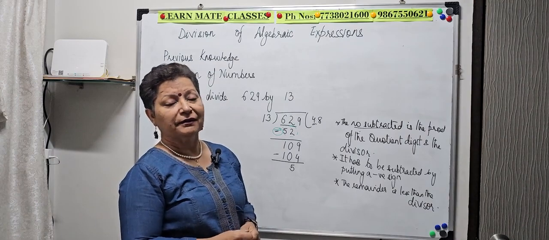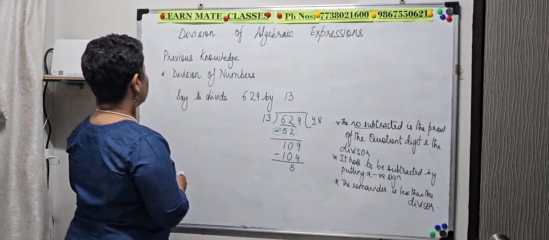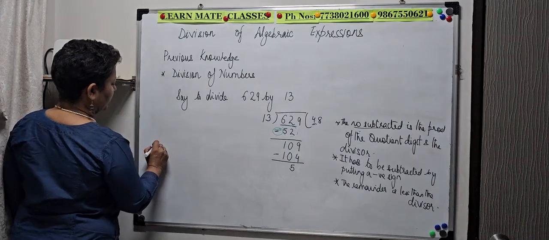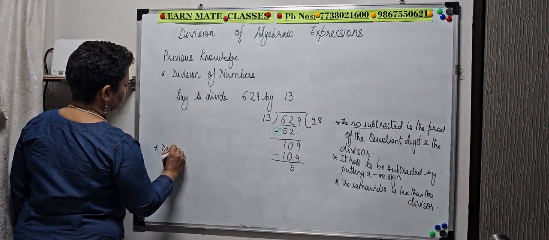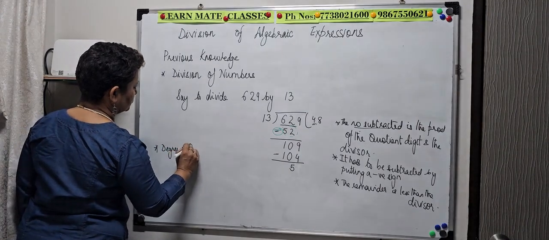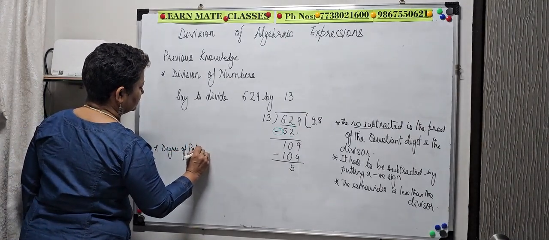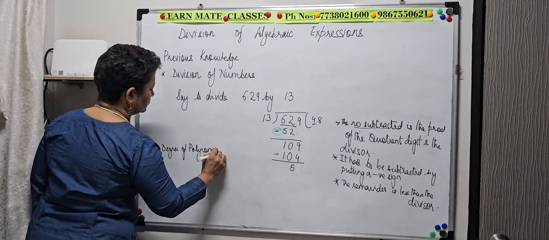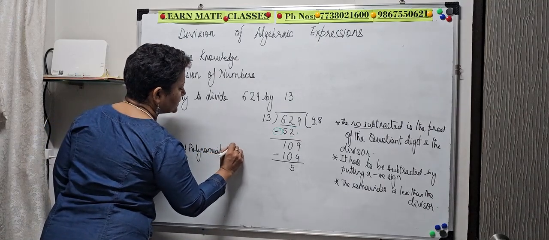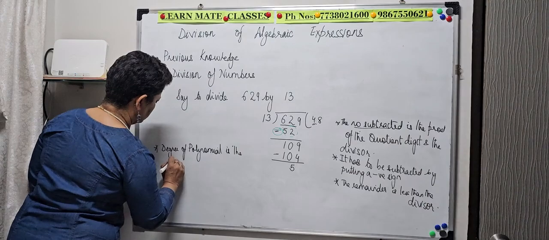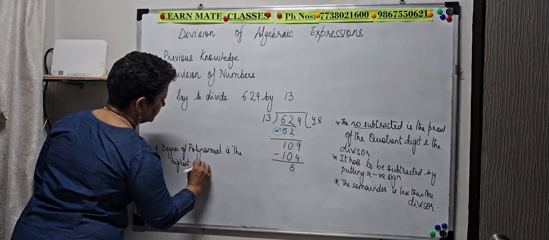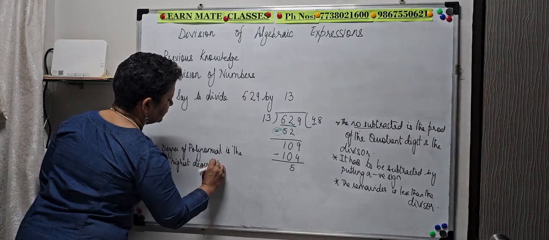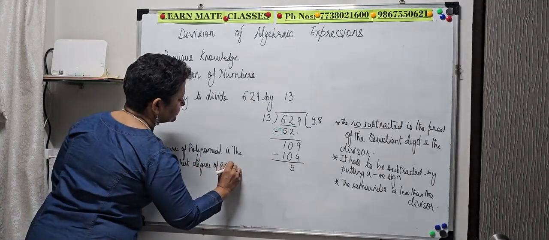Now with this in mind, let's learn about something else that we need to keep in mind. The degree of a polynomial is the highest degree of any of its terms.